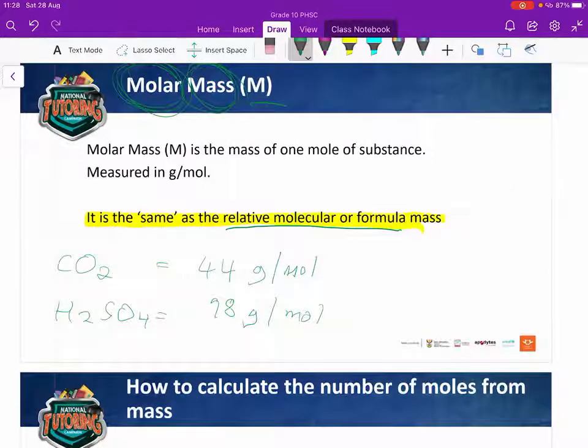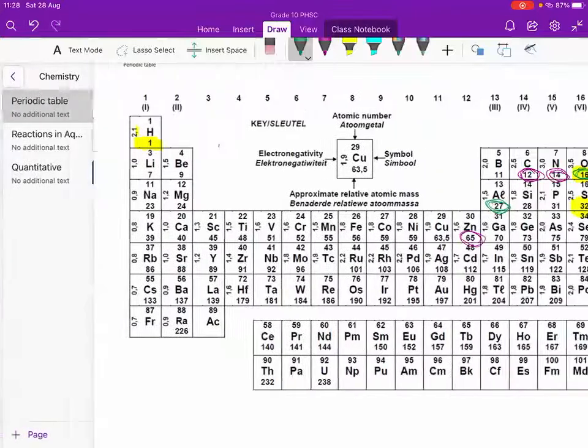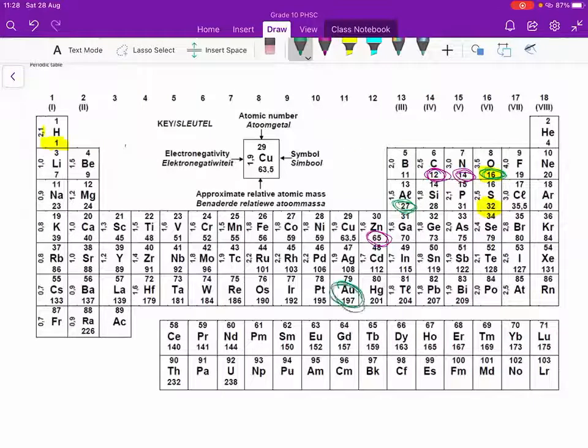So if I had 1 mole of gold, like gold as in the metal, it means that I have 6,02 times 10 to the power of 23 atoms of that element. And if we look on the periodic table, look for gold, how much would that mass be? It would be 197 grams. That would be 1 mole of gold, 197 grams.